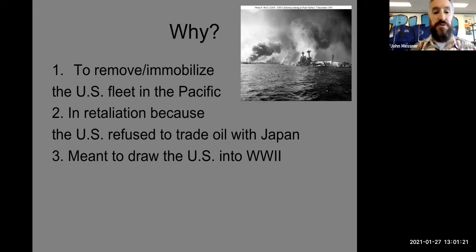So it was a big deal for Japan to destroy them. And it was also in retaliation, because we refused to trade oil with Japan. Again, Japan's an island nation. They don't have oil reserves that they can drill up and use the crude oil in whatever way they want. So they had to trade for things that they didn't have, especially oil and steel.